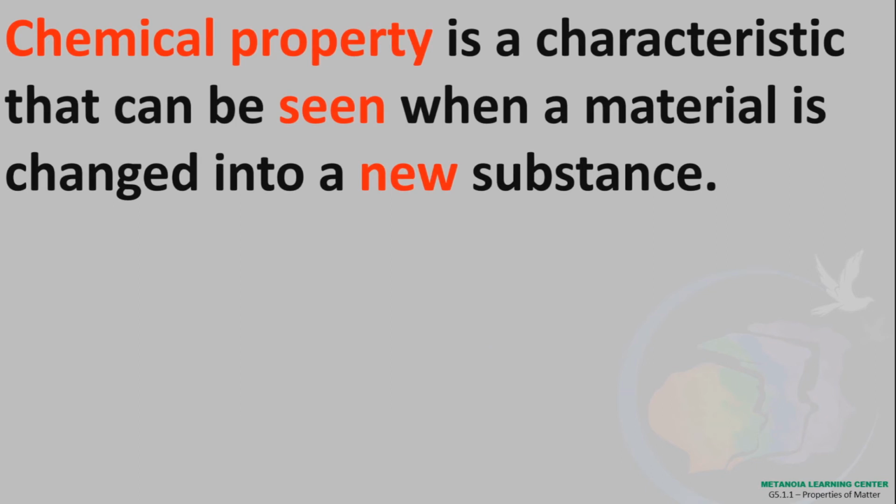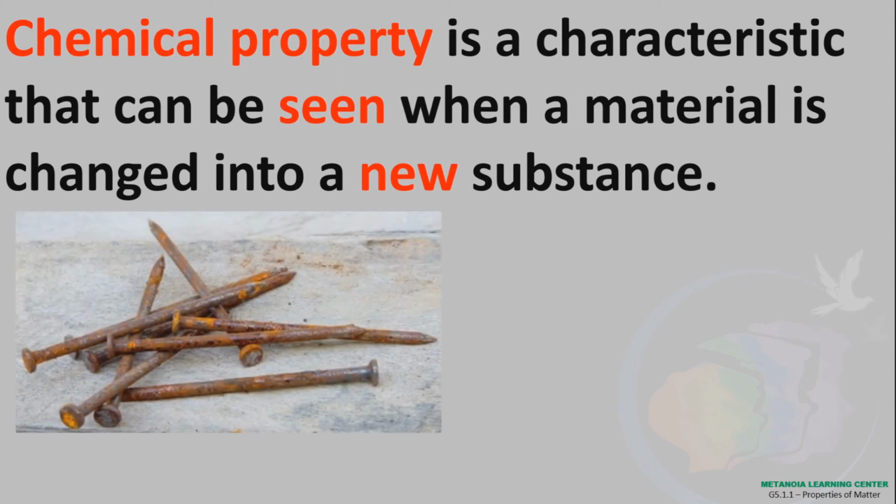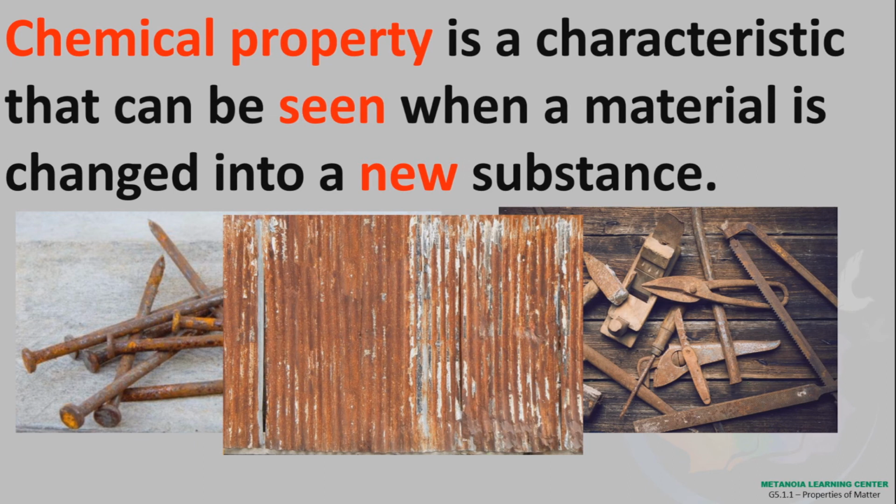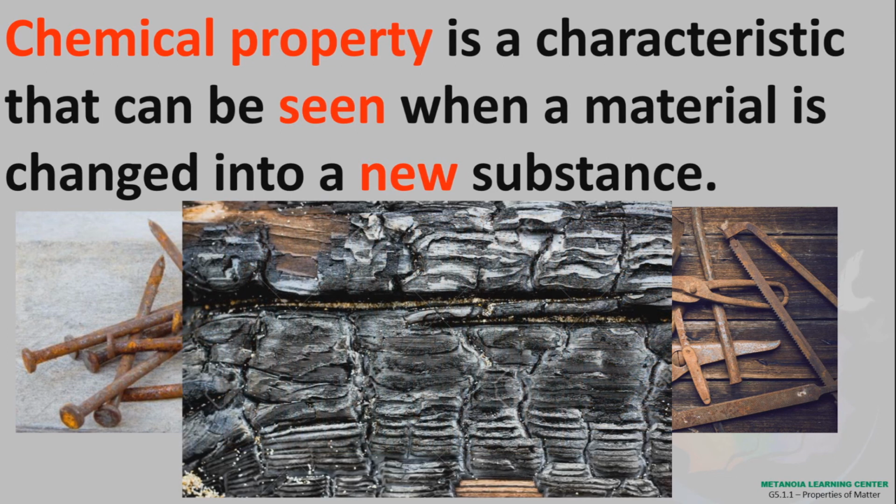A chemical property is a characteristic that can be seen when a material is changed into a new substance. For example, this rusty iron, rusty roof metal, and some rusty tools. If you observe, all these materials are made from metal, and over time, metal reacts to oxygen, which makes them rusty. As you can see, this is an example of burned wood. A new substance is formed from wood to ashes.